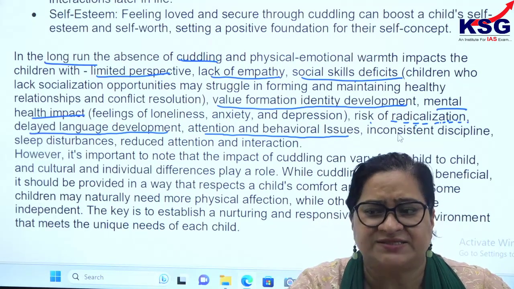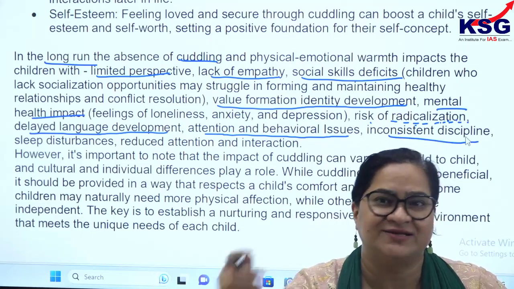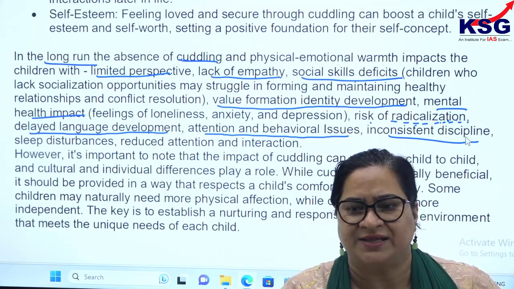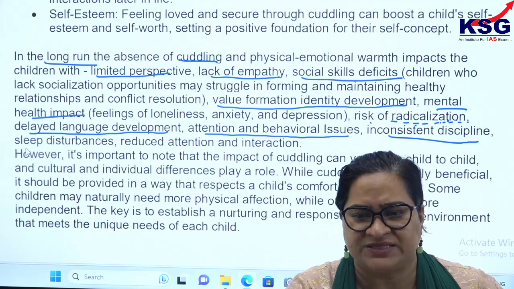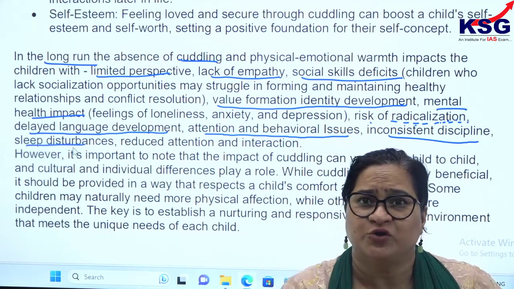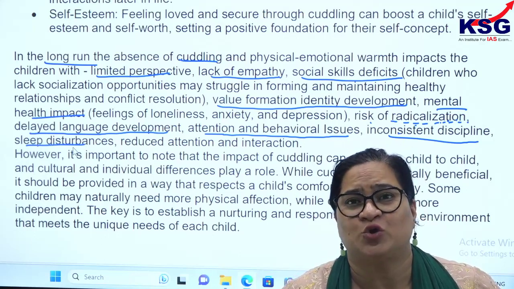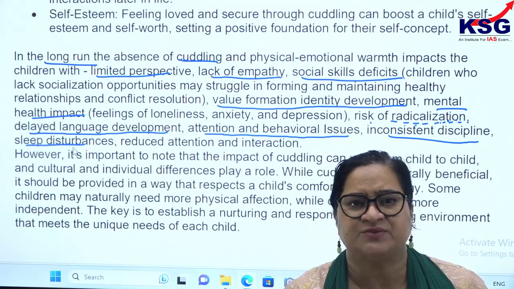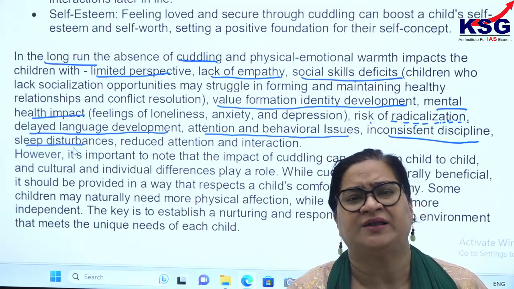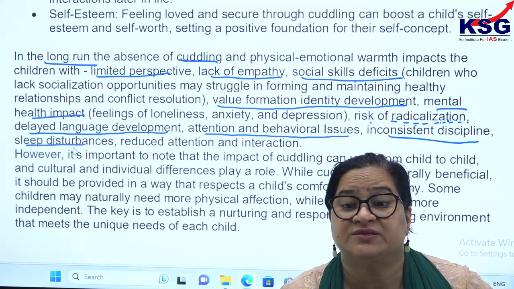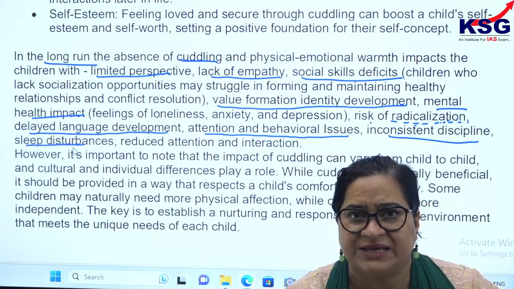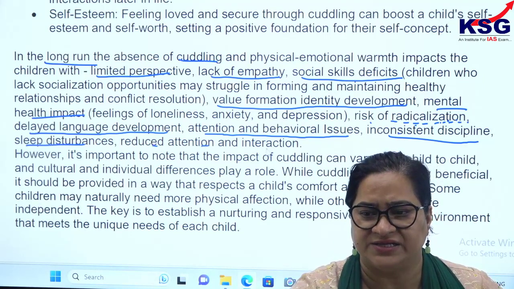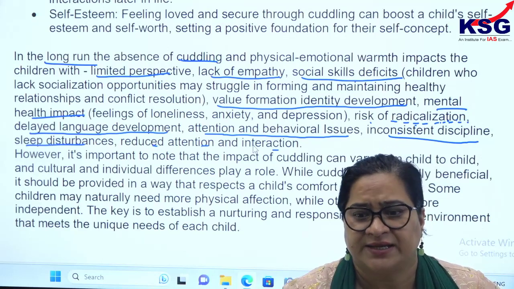Again, inconsistent discipline: sometimes the child is being all nice, sometimes the child is becoming too rude or arrogant, all those possibilities. There can be sleep disturbances, because if you are using a lot of mobile phone and your child is also exposed to that screen space, then the parent as well as the child both may experience disturbance in the sleep cycle. Again, there can be reduced attention and interaction. That's also something which we can see.